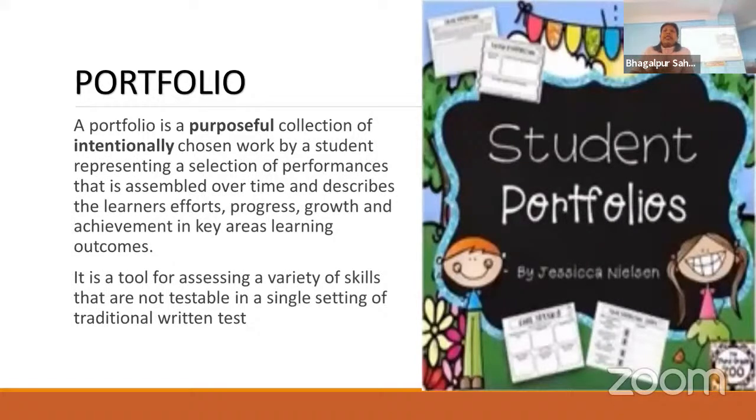Intentionally chosen means the child has done 15 activities, but might feel that I should file this activity and not that one, because maybe I was good in this and not very good in that. So it is chosen work by a student representing a selection of performances that is assembled over time. We don't do the activity in 1 month to finish the target. We keep on doing activities as and when we teach the subject or the topic, and it describes the learner's efforts, progress, growth, and achievement in key areas of learning outcomes.